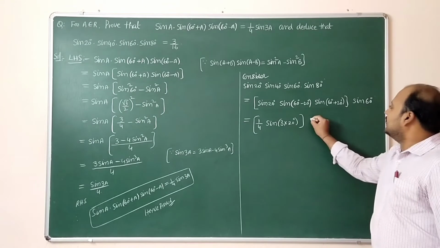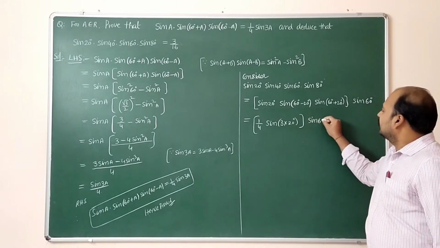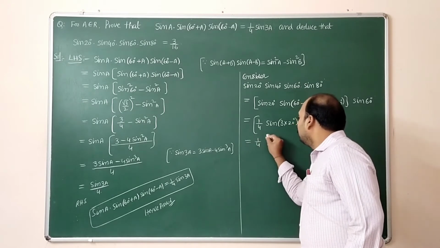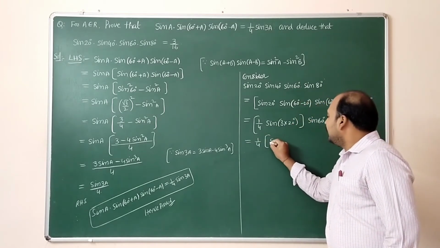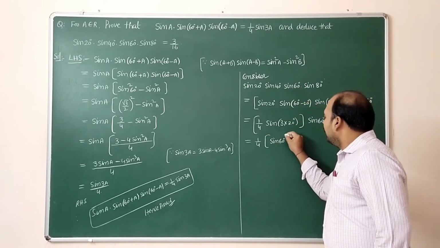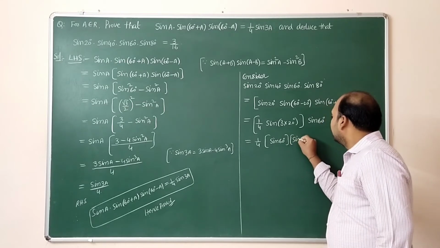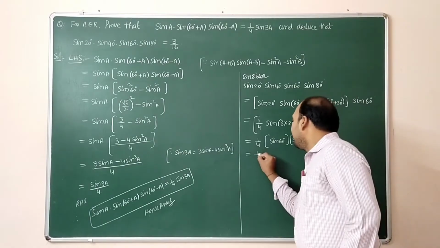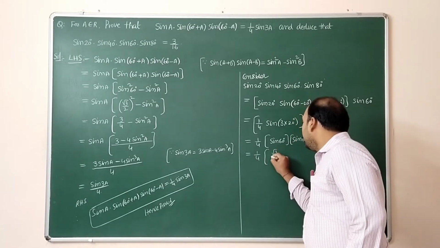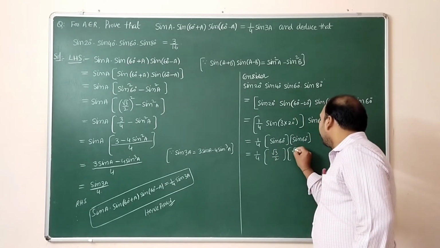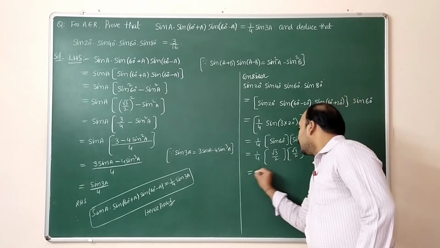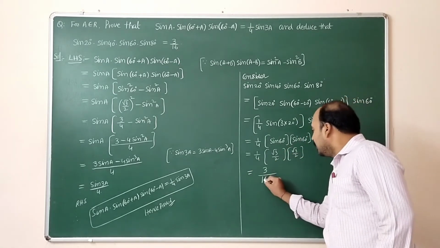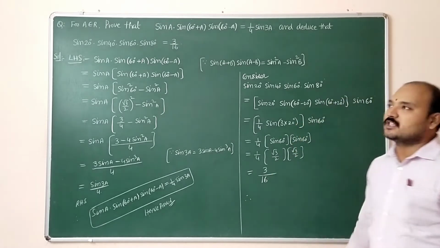Into sin 60, which is equal to 1 by 4 sin 60 into sin 60, so sin square 60. So 1 by 4 into root 3 by 2 into root 3 by 2, which is equal to root 3 into root 3 is 3 divided by 4 into 2 into 2, 16. Therefore, they are asking to prove this result.